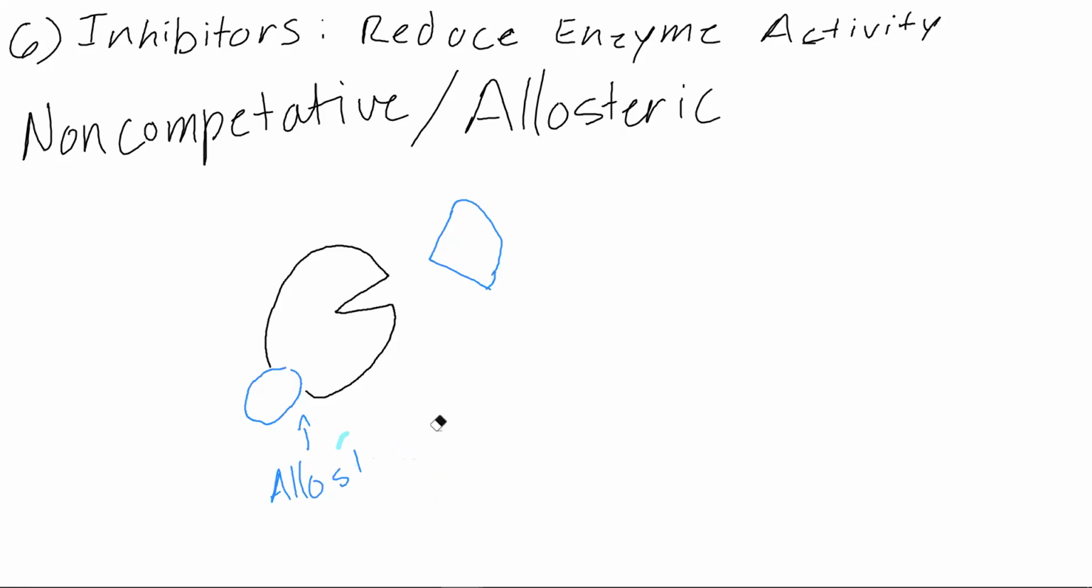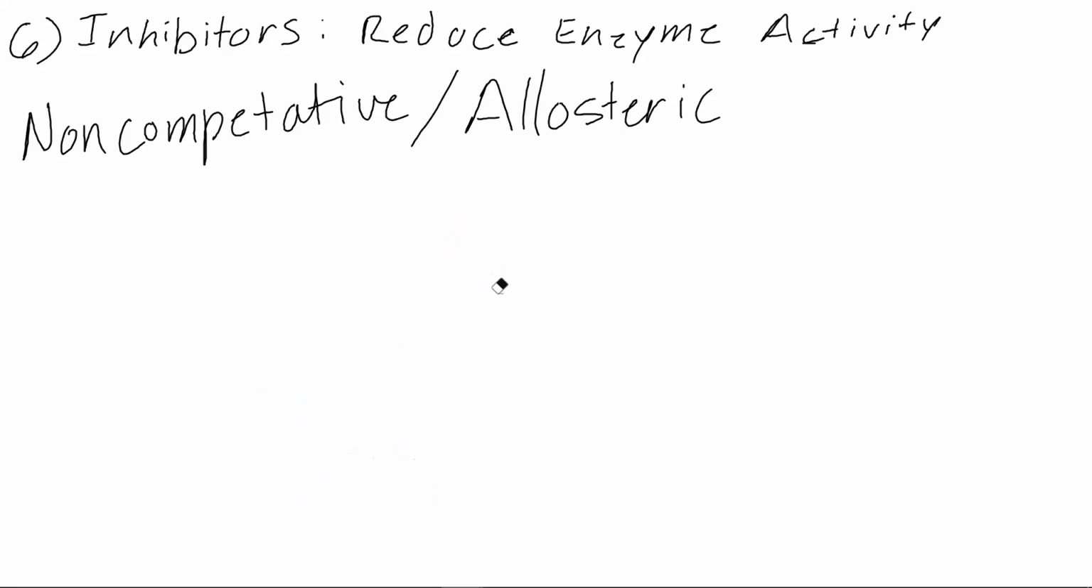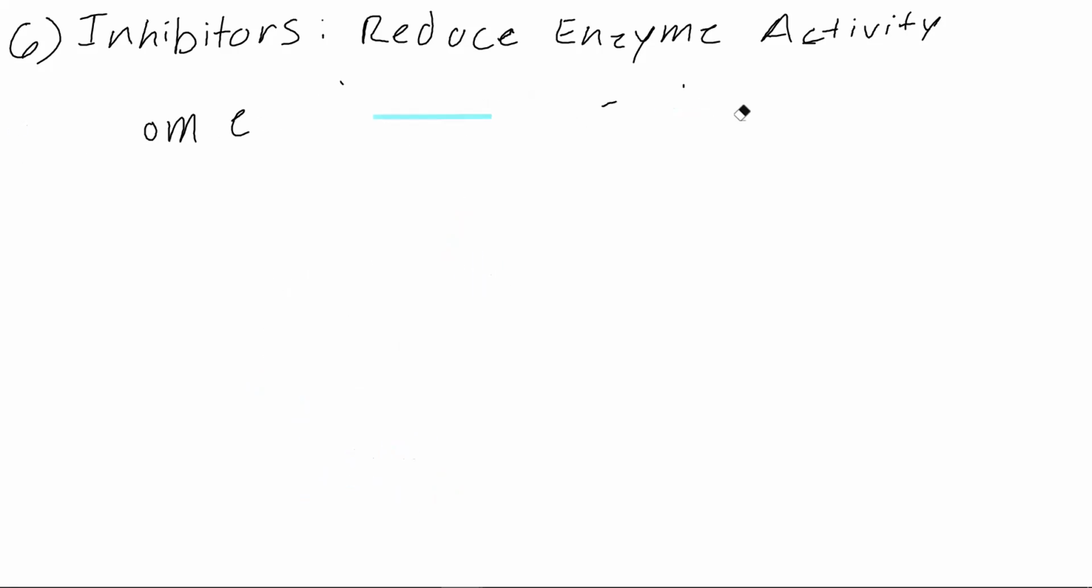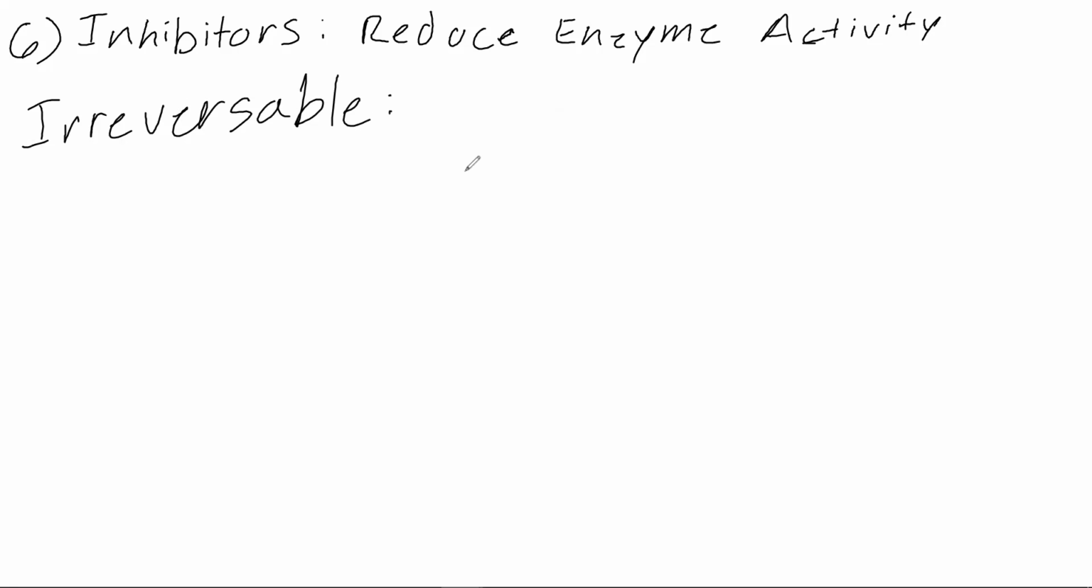Now, let's do the third type. We have competitive, we have non-competitive. Now I need to erase non-competitive and allosteric. Now we have irreversible. What does irreversible mean? Can't be changed. Yes, it is permanent. So there's no solution to this one, huh? Yeah, they kind of just hit your enzyme and your enzyme's useless.